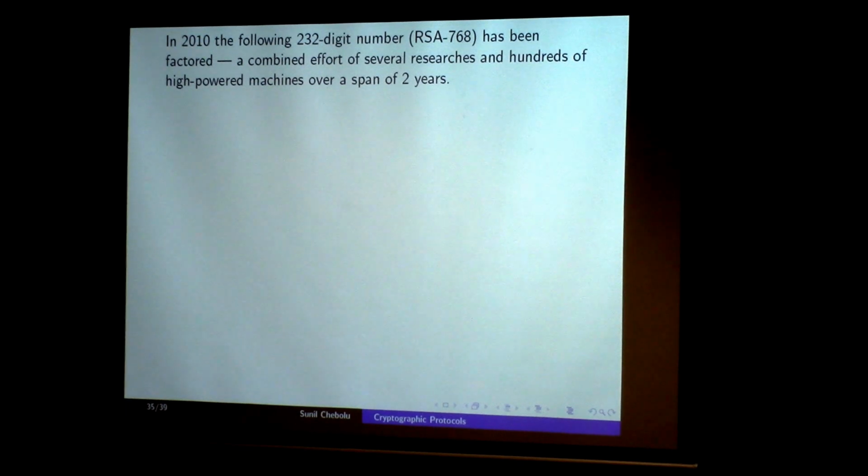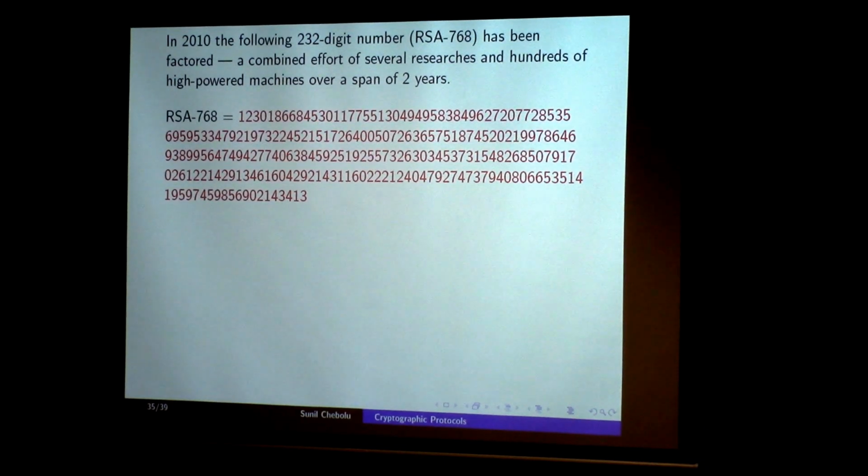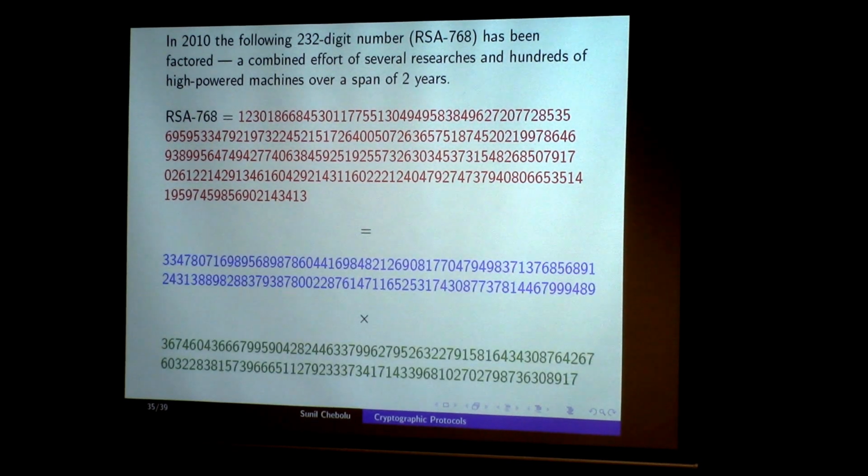So one interesting result in 2010. There was one number which has 232 digits, and it has been factored, and this was a result of a combined effort of several researchers working together, with hundreds of high-powered machines. They kept running for 2 years. So that's the number, RSA 768. It's a famous number, right? They joined forces using many machines running in parallel over 2 years, and the outcome was the integers p and q, with p in blue and q in green.